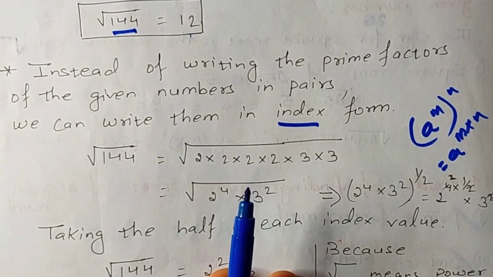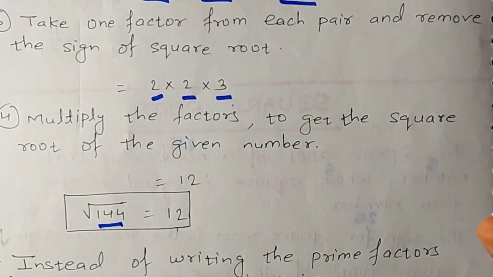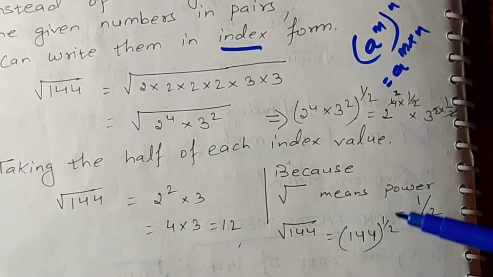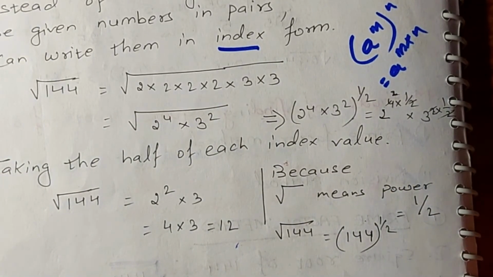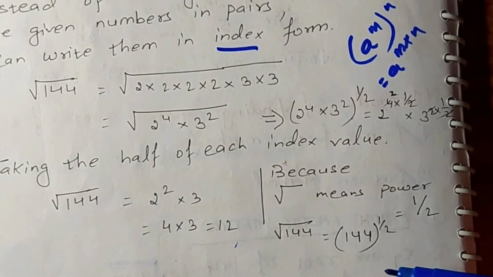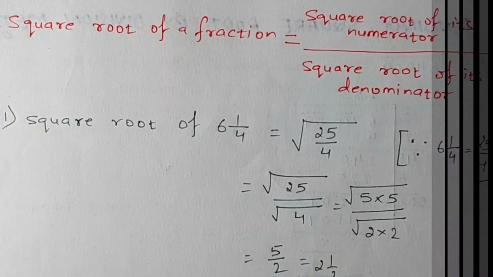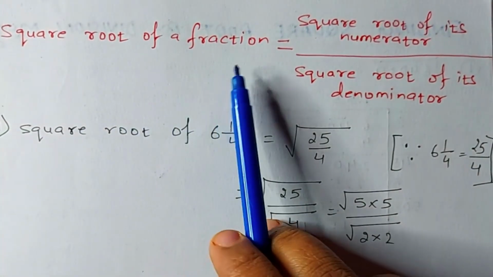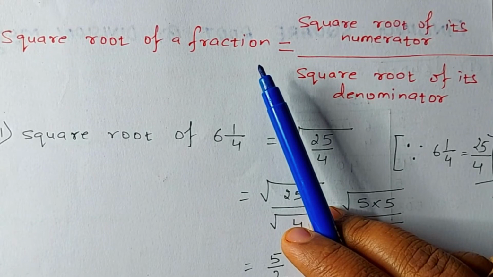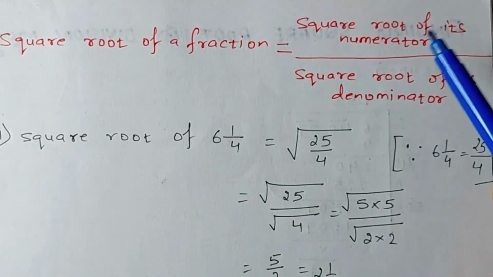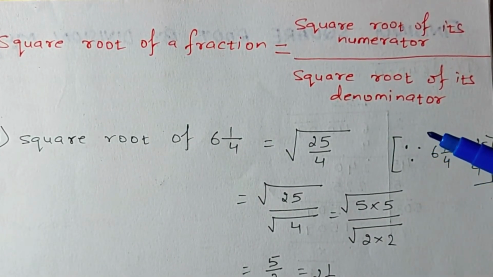Here we used index form, and here we simply made pairs of prime factors and calculated. So this point should be noted that square root means power is half. So when the powers are in index form, we can find square root by taking the half of the power. Few more examples. Square root of a fraction is what? When we find square root of a fraction, then square root of its numerator by square root of its denominator is a better option.